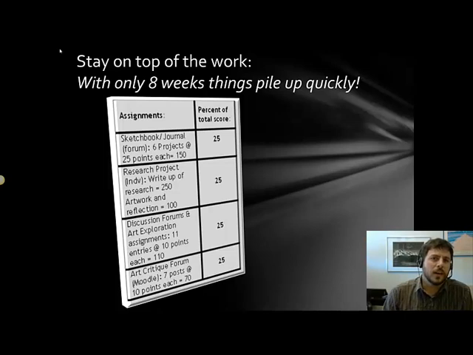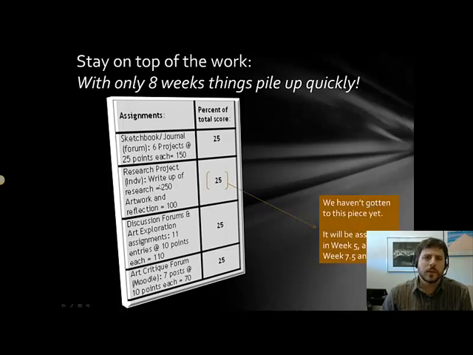Again, just looking at our breakdown of how things are scored in this class, there are 4 main items. The sketchbook journal, that's your art project, is a quarter of your score. The discussion forums and the art explorations are another 25% of your score. The art critique forum is one of those things that can get overlooked in this class, but again, a quarter of your score. And then finally, the research project, which we'll get to starting week 5 and will be due in week 7.5 and 8.5, is another quarter of your score.